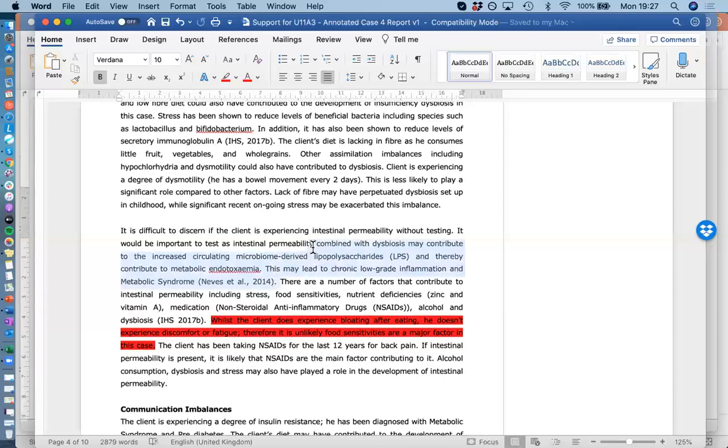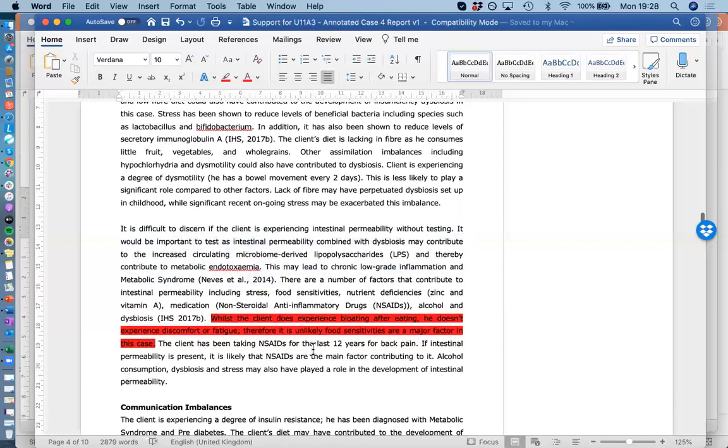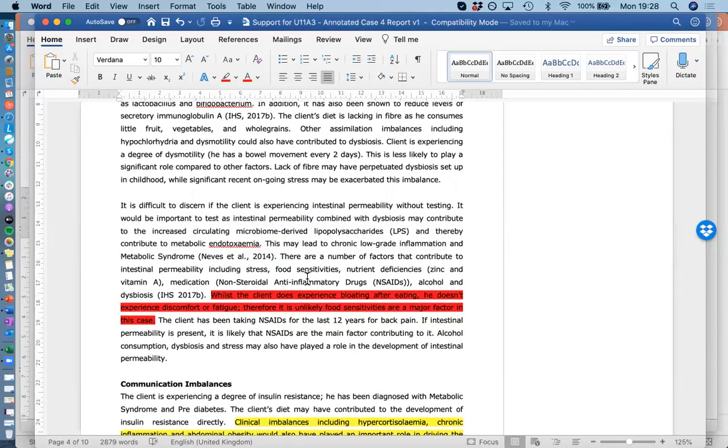So this part here, and this is also important, is outlining why this imbalance is important to the client's overall health concerns. So in this case, metabolic syndrome is the health concern, and this is the mechanism by which IP might contribute to MET-S. And then this is the evaluation here on the nutrition and lifestyle and environmental factors. There are a number of factors that could contribute to IP, including stress, food sensitivities, nutrient deficiencies, zinc and vitamin A, medication, alcohol, and dysbiosis. So these are all the different factors that could contribute to it.